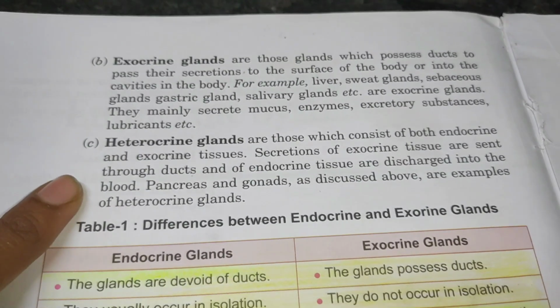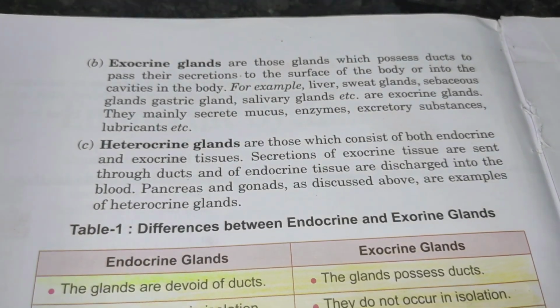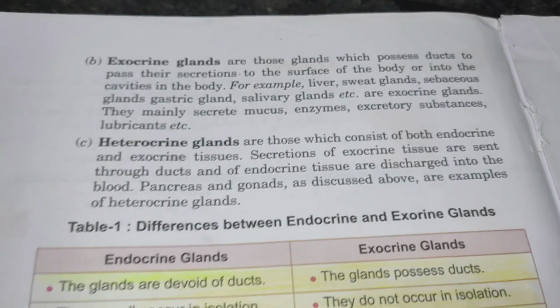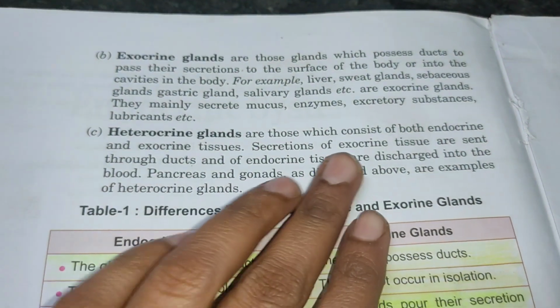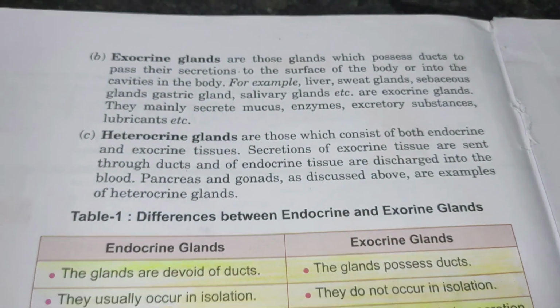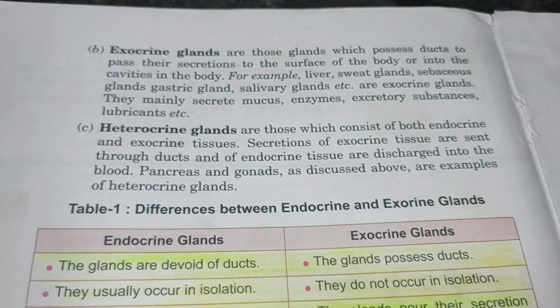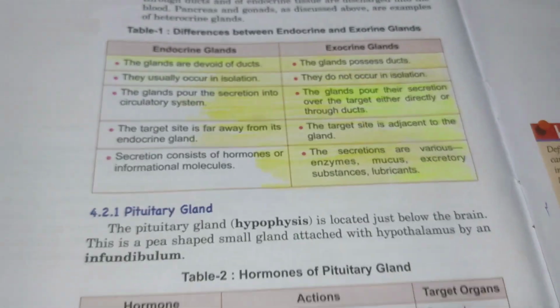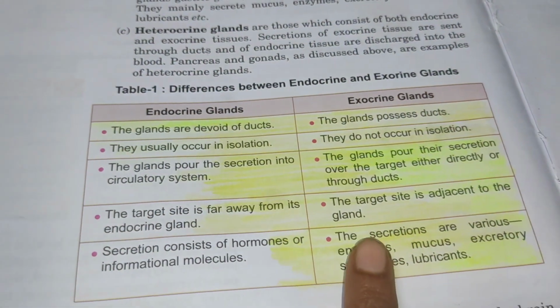Then next is heterocrine glands. Both endocrine and exocrine, both mixed. Like exocrine glands, they are sent through ducts, and like endocrine glands, they are passed to the blood. Both are there in heterocrine glands. Let's see the difference between these two.